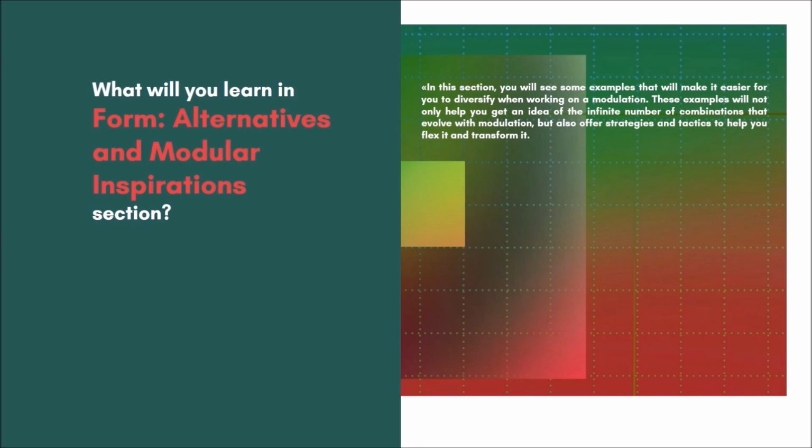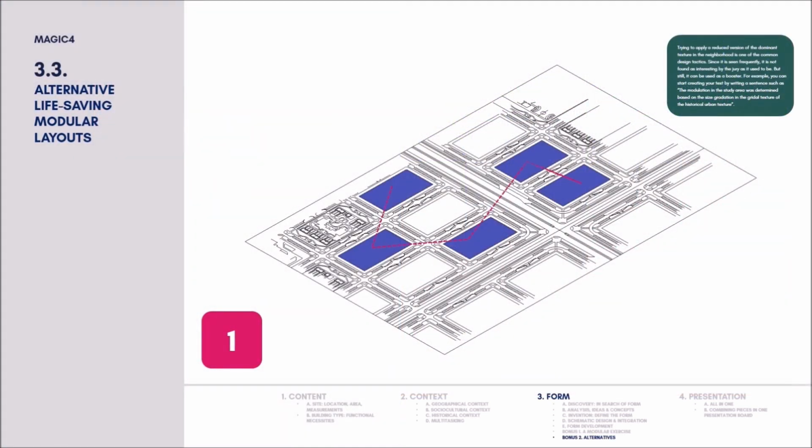1. Grids for public spaces, basic modulations, urban continuity, neighborhoods. Trying to apply a reduced version of the dominant texture in the neighborhood is one of the common design tactics. Since it is seen frequently, it is not found as interesting by the jury as it used to be. But still, it can be used as a booster. For example, you can start creating your text by writing a sentence, such as the modulation in the study area was determined based on the size gradation in the gridal texture of the historical urban texture.